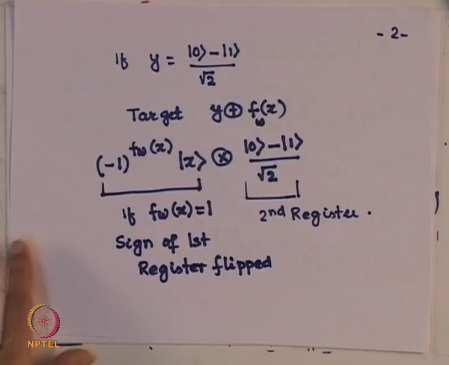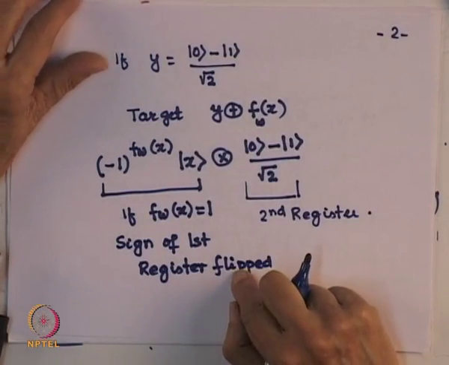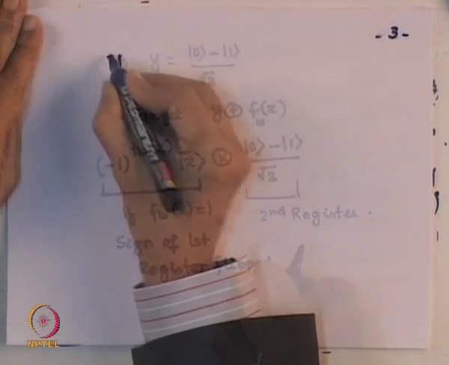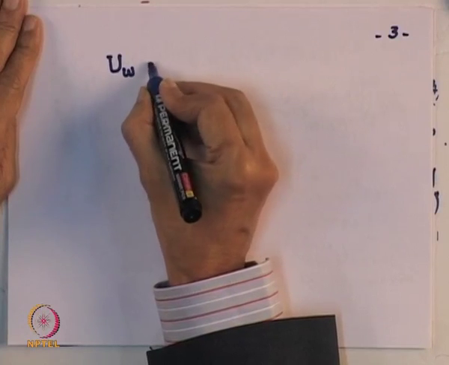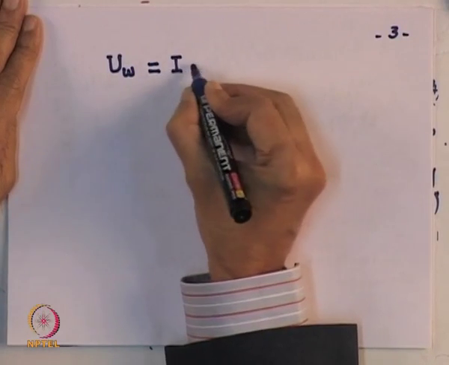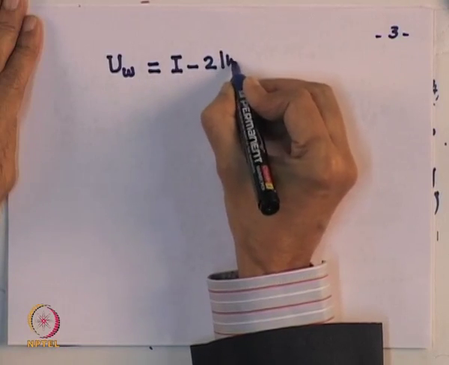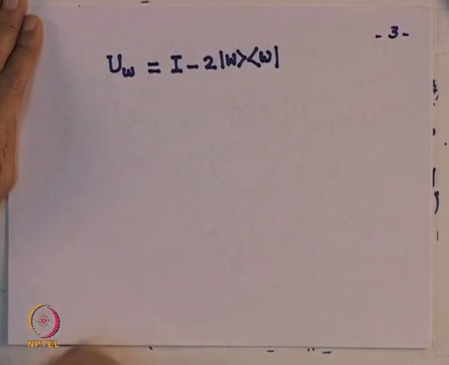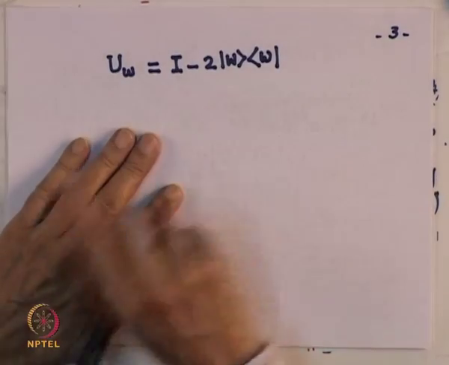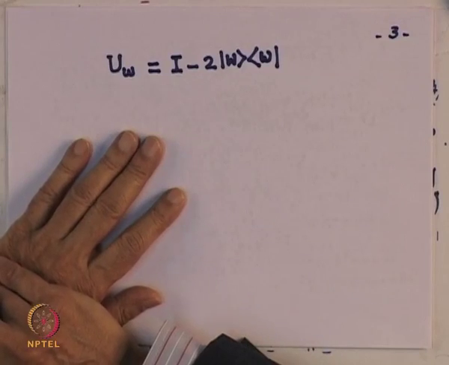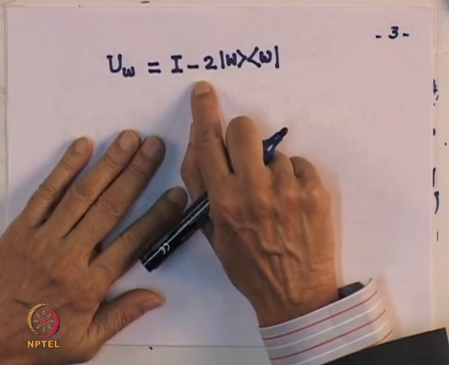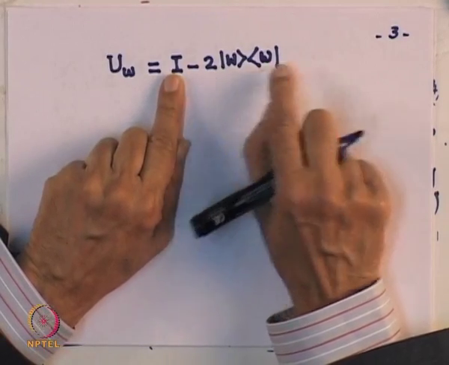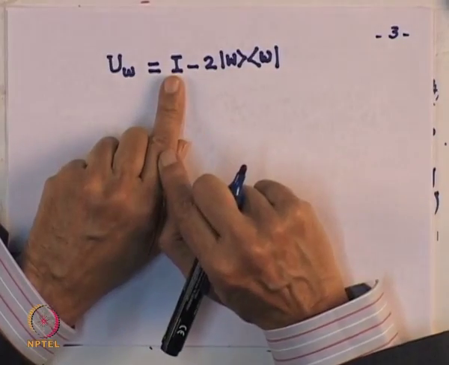So let us look at what type of unitary operator will do it. I define a unitary operator corresponding to this w, and I define this by U_w = I minus 2 times |w><w|. Now look at how we are going to do this. When this acts on the state w, I get w minus 2 times w, which is minus w.